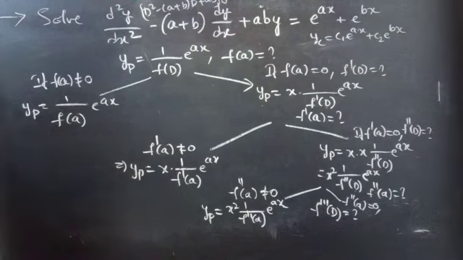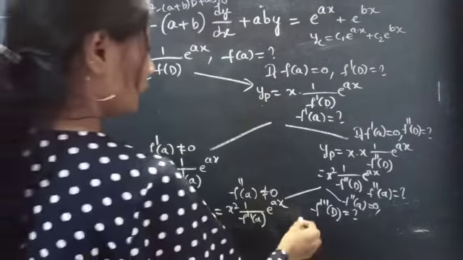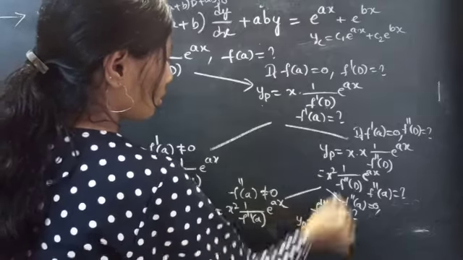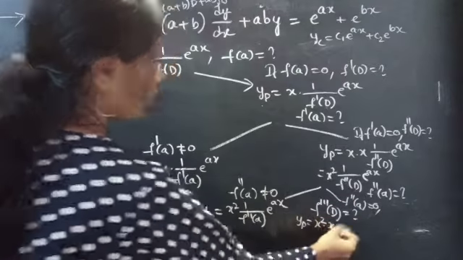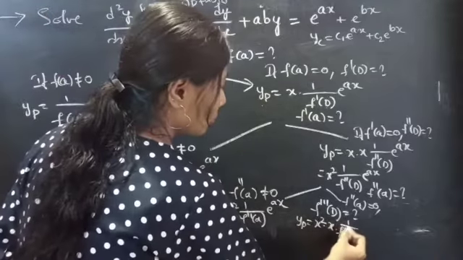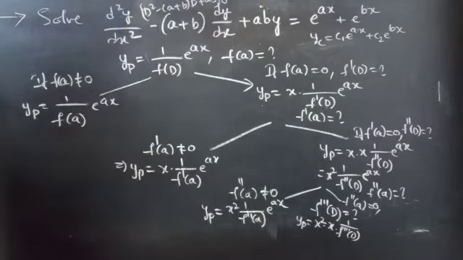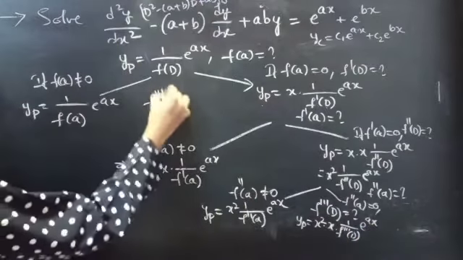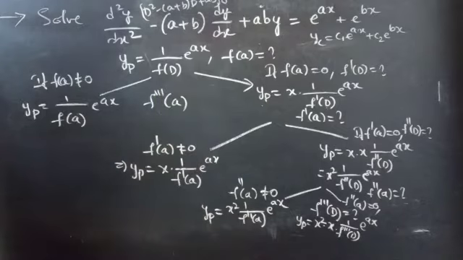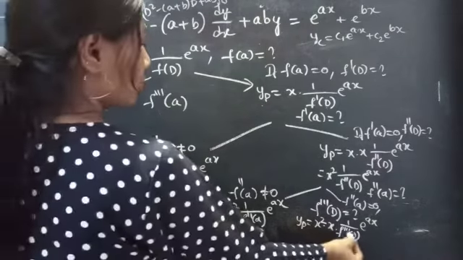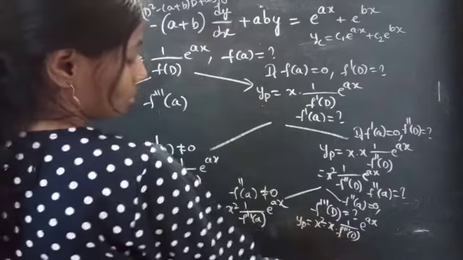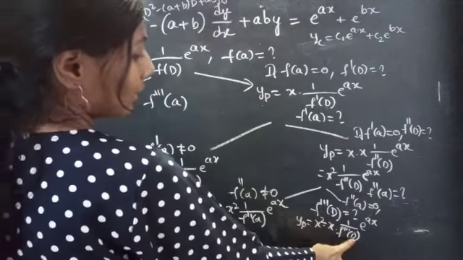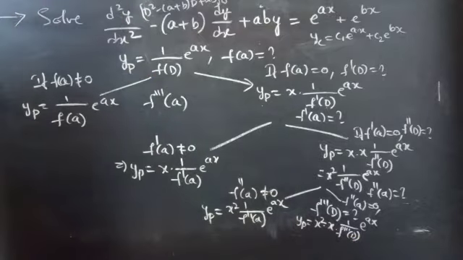Here we already have x square, so you'll include 1x into 1 by f triple dash of D into e power ax, and again you'll find f triple dash of a. If it is not equals to 0, then fine, you can substitute in f triple dash of D. Simply you will substitute D equals to a and you'll find yp. Otherwise you need to again follow the procedure. You'll find f power 4 of D.